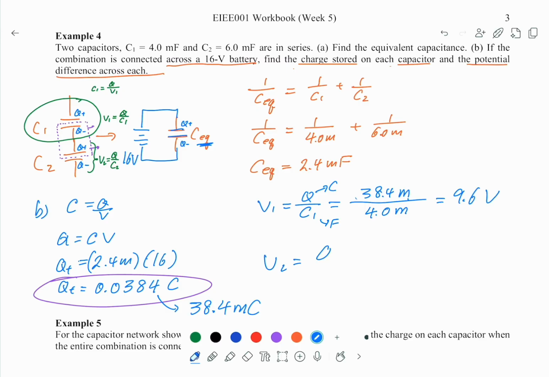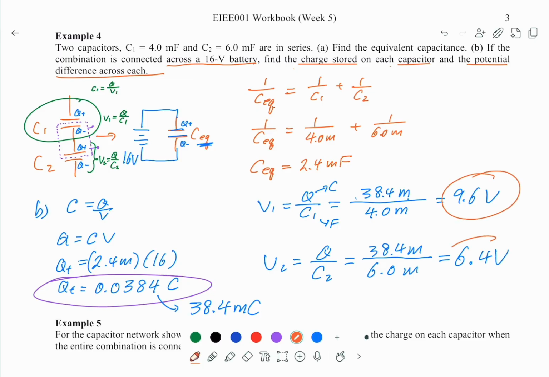V2 is Q over C2, and the same Q, 38.4 millicoulomb. And the C2 is 6.0 millifarad. So you just use 38.4 divided by 6, and you got 6.4 volt. Now you can check, you add these two together and you will find this is equal to 16 volt, and this is exactly the voltage.